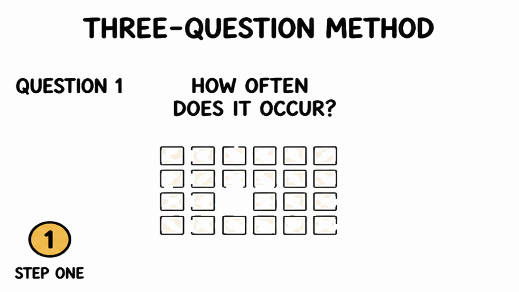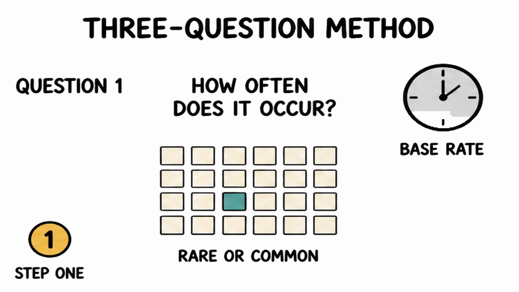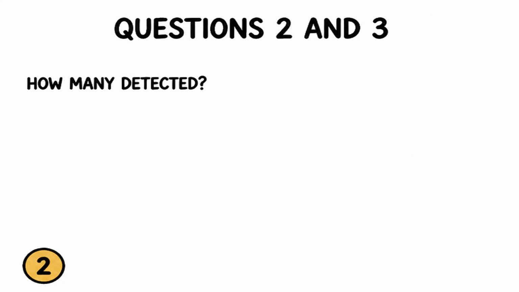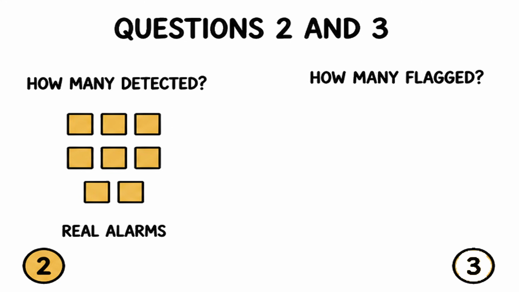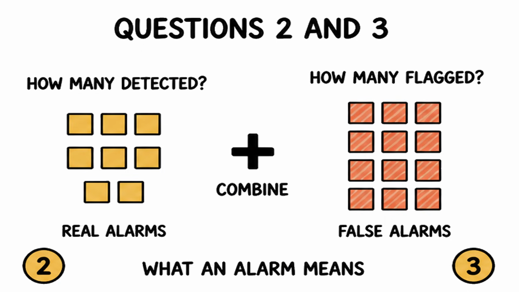First question, how often does the real event occur? That is the base rate, the foundation for everything that follows. Second question, how many real events does the system actually detect? Third question, how many normal cases does it flag by mistake? These 3 numbers together tell you what an alarm really means.